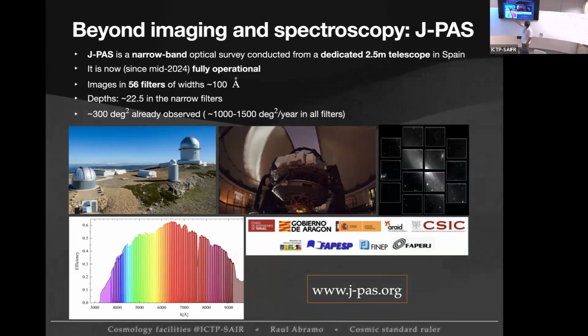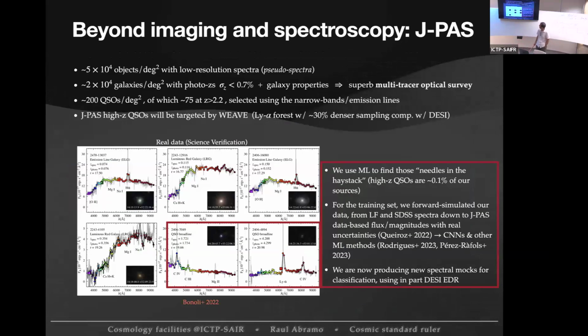We already have something like 300 square degrees observed in all filters, many thousands of square degrees if you count the filters individually, and you can get more information here. But basically, this is what we get. What you see here in gray are actual spectra, and the colored dots are what J-PAS sees. So it's like a low resolution spectrum. And there are many things you can do with that.